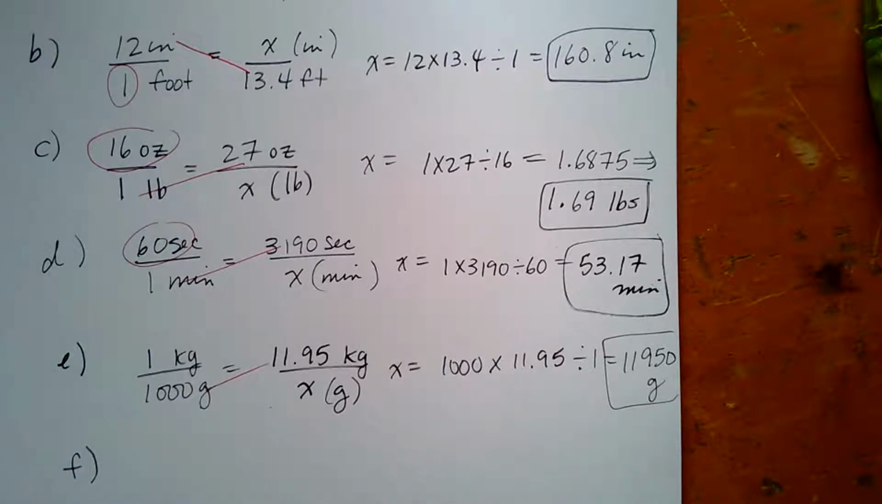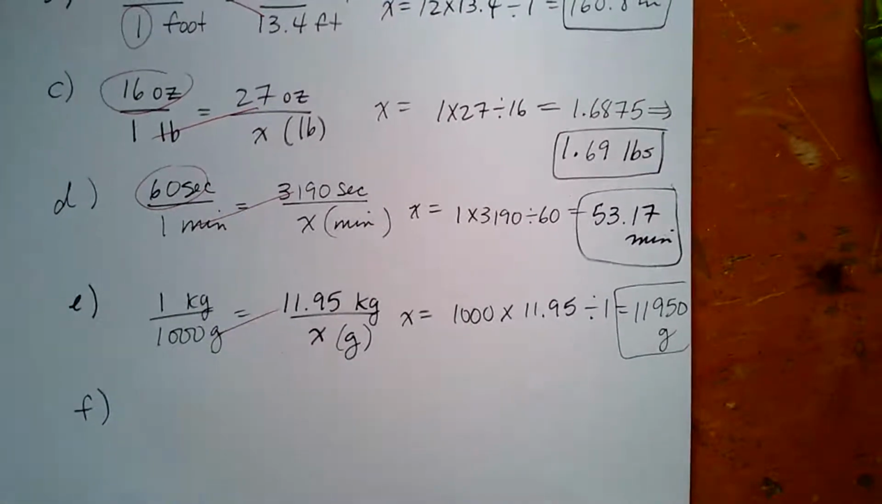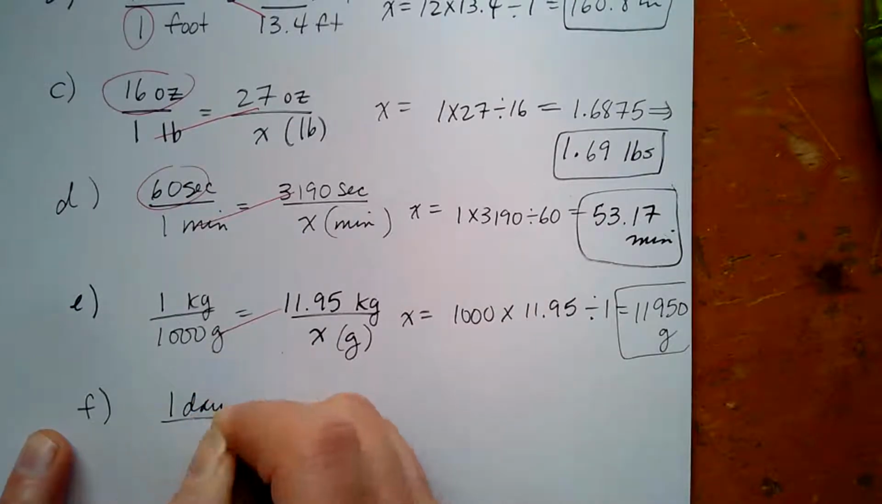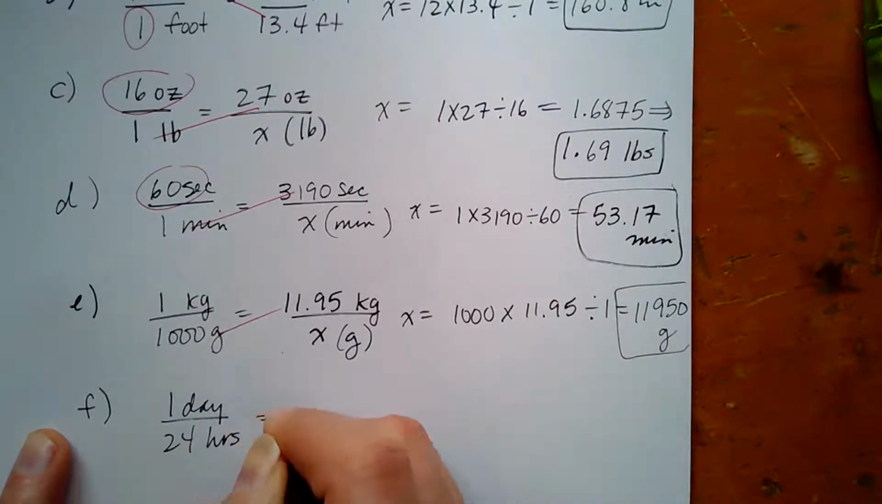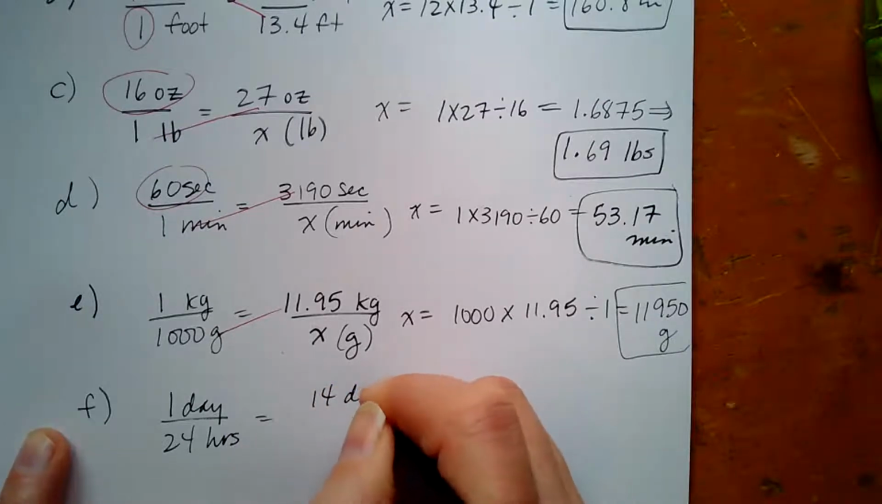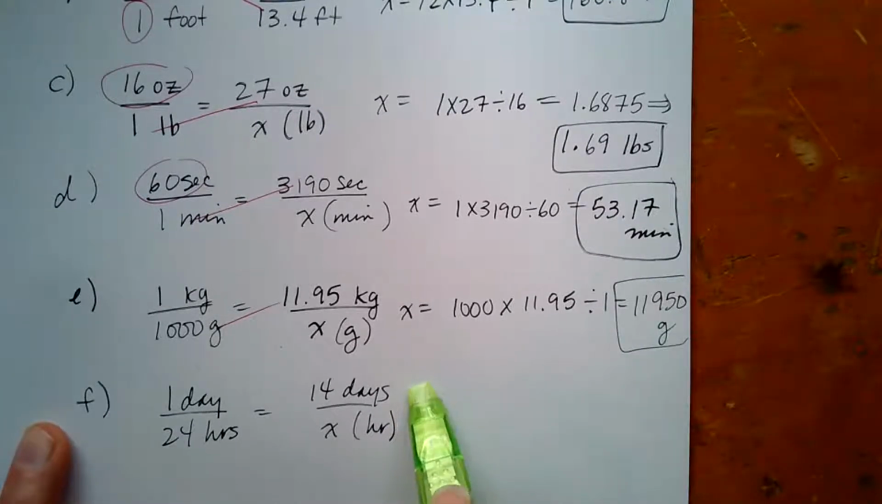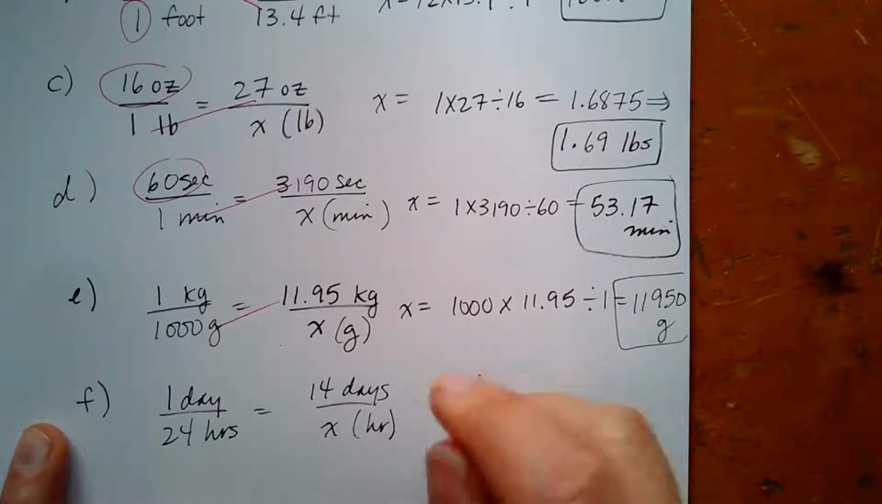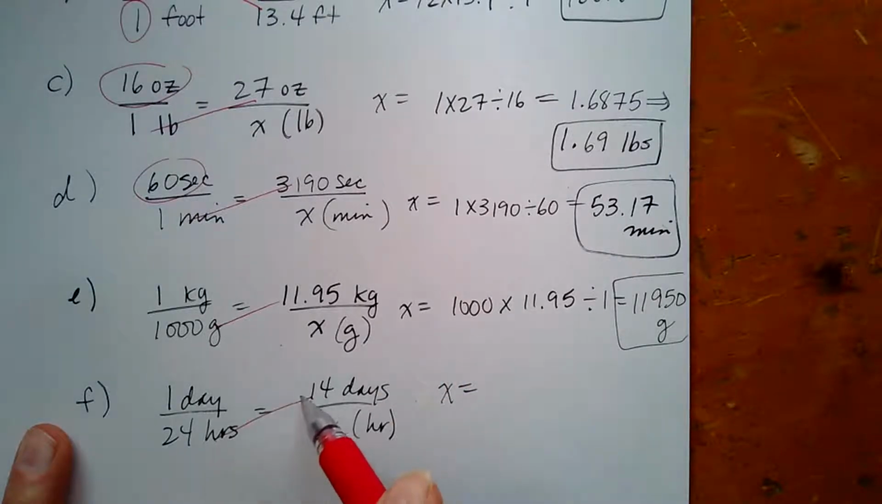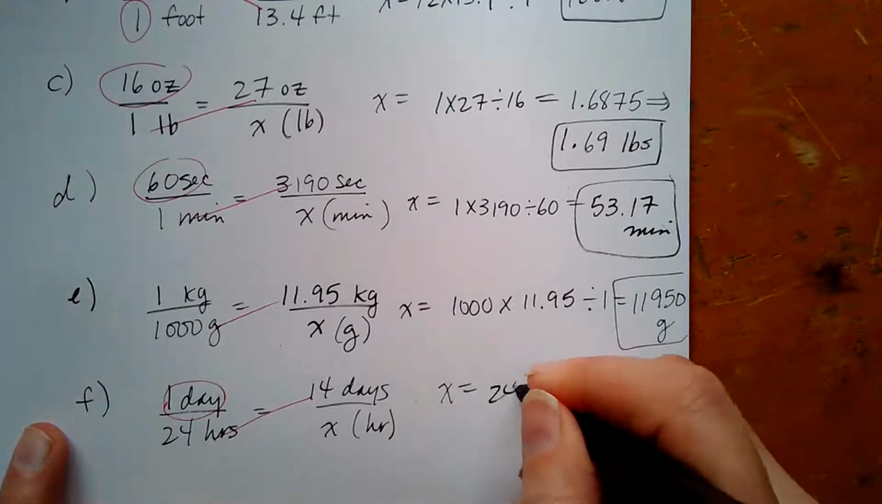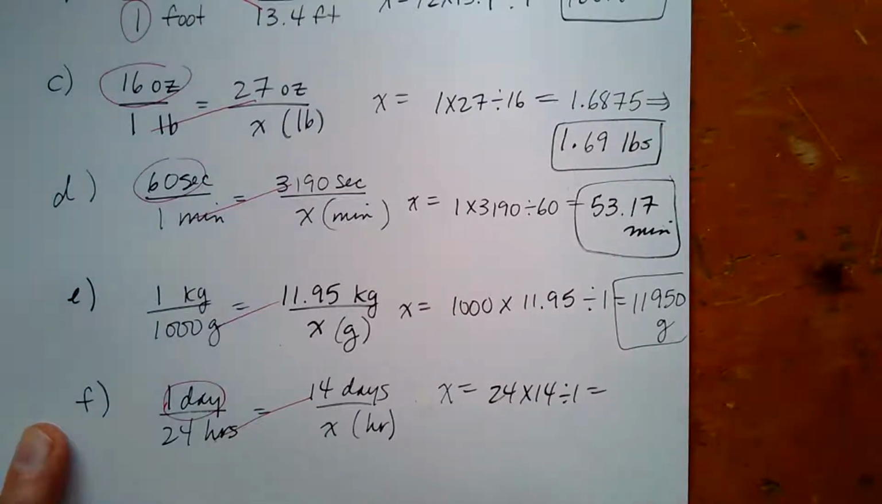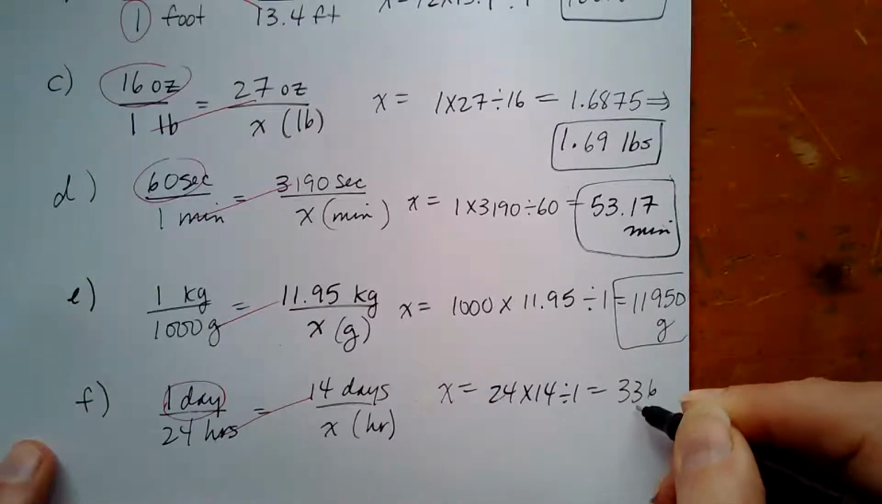Part F for number 1. Days to hours. Okay, if you didn't know, 1 day is equivalent to 24 hours. So I want 14 days into X hours. Sorry about that, I put my equal sign too quick. So X will equal 24 times 14 divided by 1. That divide by 1 doesn't do anything, right? 336 hours.